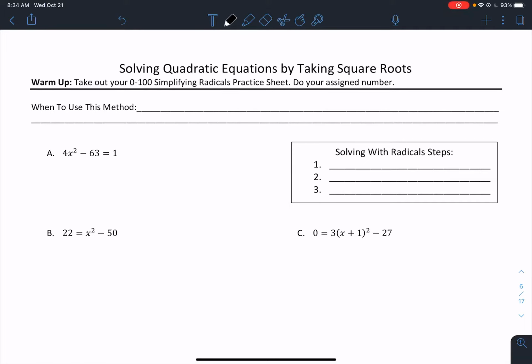Hello everybody, today we're going to be looking at solving a quadratic equation with a square root.